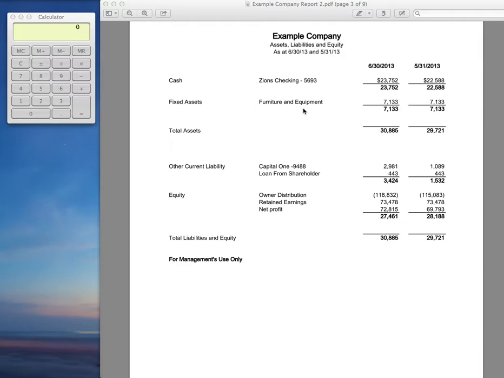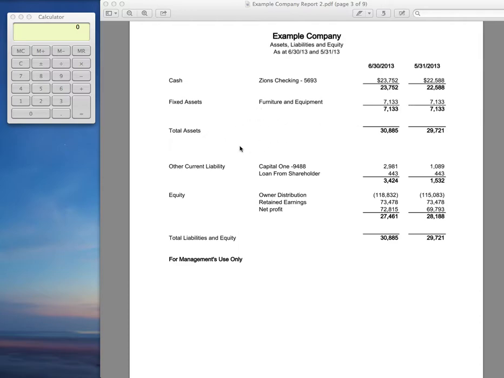And so you might have vehicles or buildings, accounts receivable, other things like that that aren't yet income or expenses, but will be in the future. And so in this simple example, like I said, all we've got is furniture and equipment.